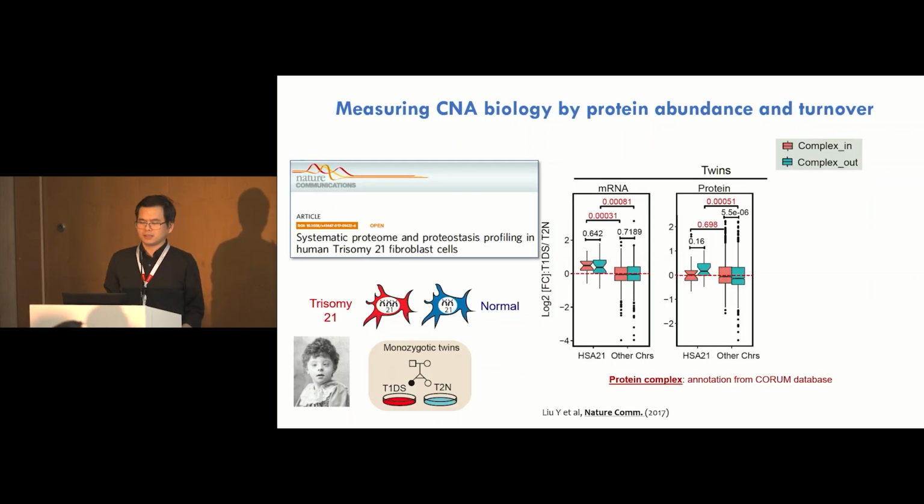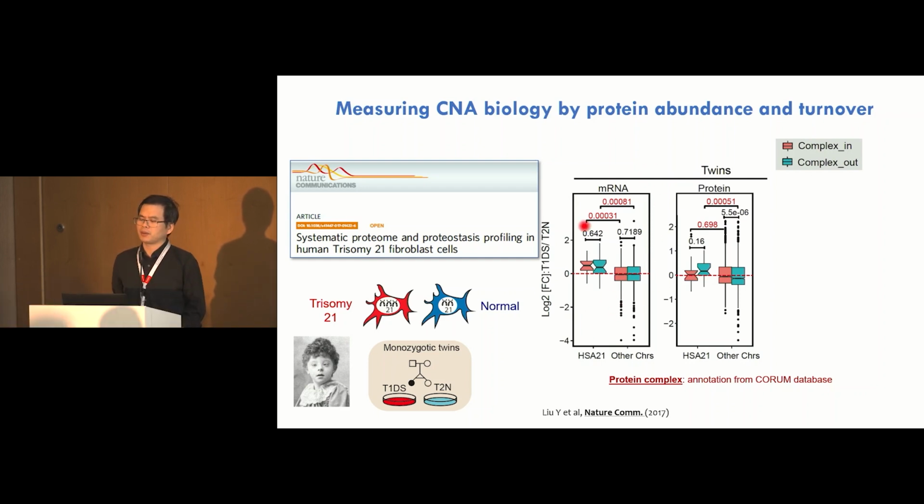And as proteomics scientists, I think proteomics has a much better chance to figure out what is happening at the proteome level for this gene dosage change. I want to quickly review this paper, as I did in my talk yesterday, but I think it's quite relevant. Here, we measured trisomy 21 using proteome and proteostasis profiling. This is a particular monozygotic twin pair discordant for trisomy 21. This means that one of the twins bears an additional chromosome 21, and then we could really figure out what is happening at the gene expression level.